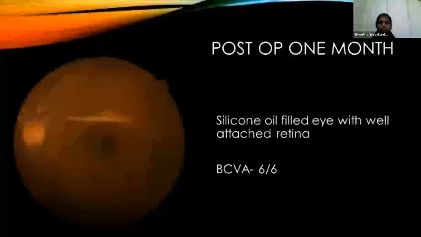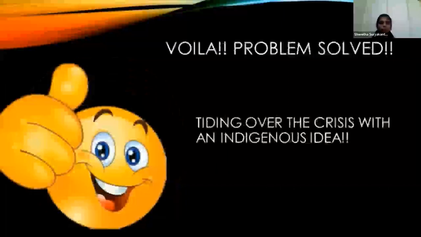Post one month, the patient was doing well and has a silicone oil filled eye with a well attached retina. Silicone oil was put in view of an inferior break which was lasered. Best corrected visual acuity has been 6/6. So this is how we tided over the crisis with an indigenous idea.